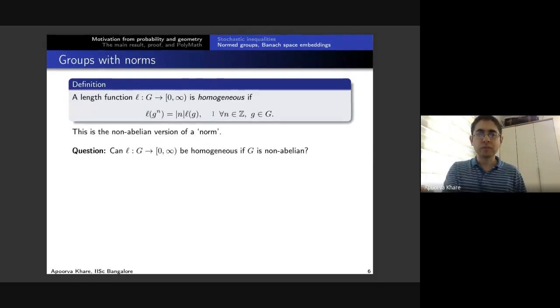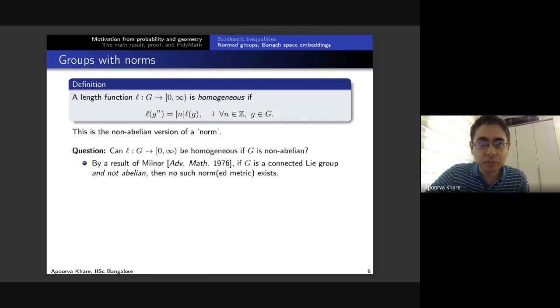And so the question therefore is, if G is a non-abelian group, sometimes it does admit a length function, but can the length function be homogeneous? Are there non-abelian groups with homogeneous length functions?